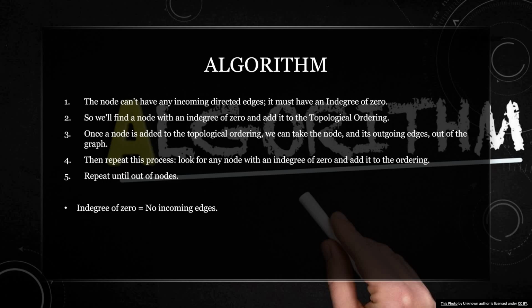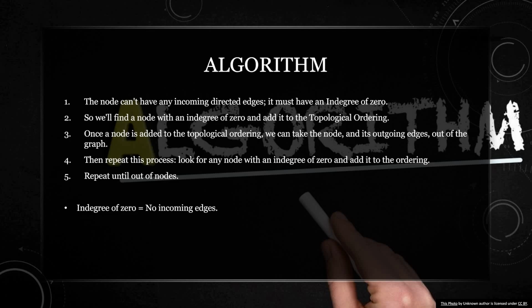Now, in this algorithm, we want to check if a specific node in the graph has incoming directed edges. In other words, we want to find out if there are edges pointing to that node. In graph terms, the in-degree of a node is the number of incoming edges. In this case, we check if its in-degree is 0, meaning there are no incoming edges.